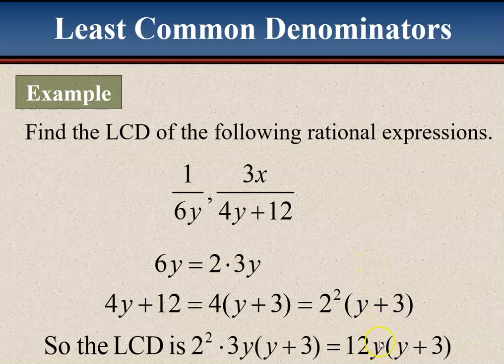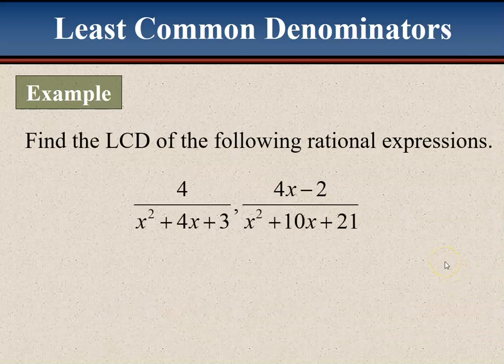So here 12y, and then we have y plus 3, because we have 2 squared and we also have 3y. That is 4 times 3, which is equal to 12. After that, we have 12y. The other factor is y plus 3. So the LCD is 12y times y plus 3.